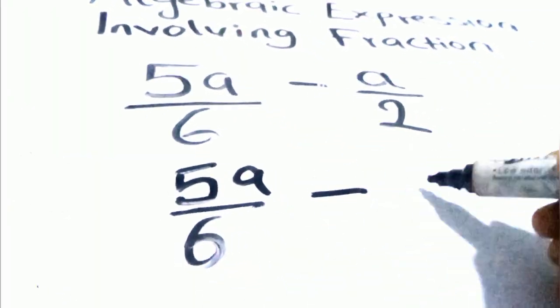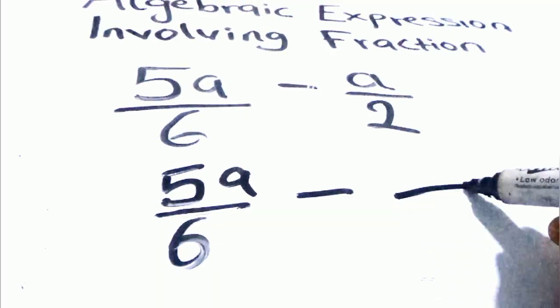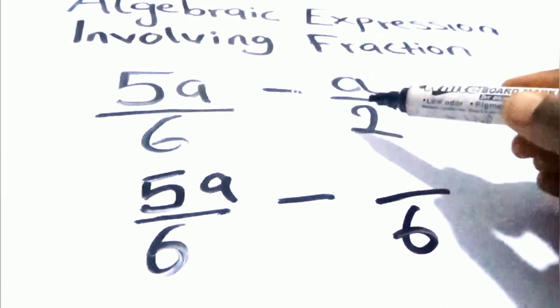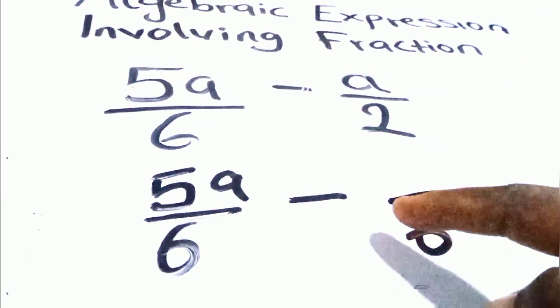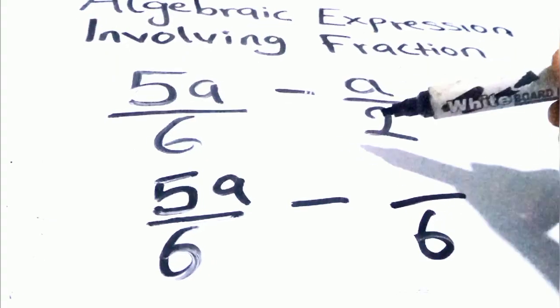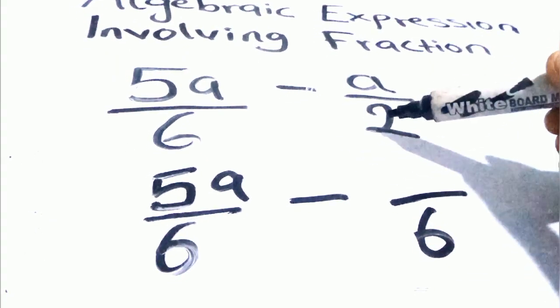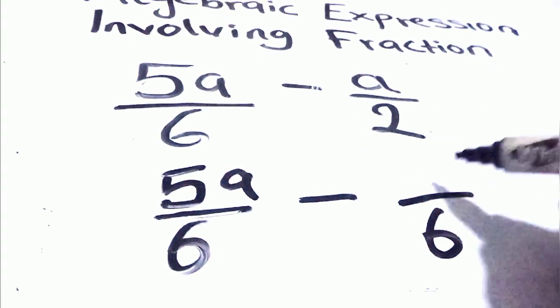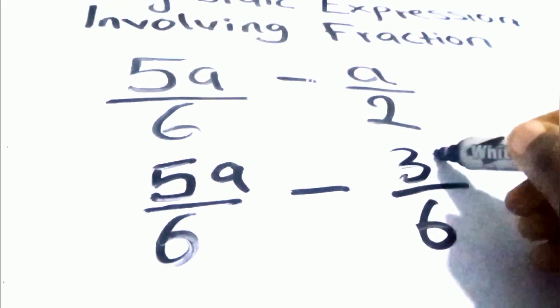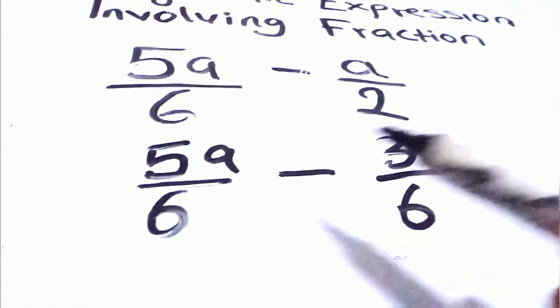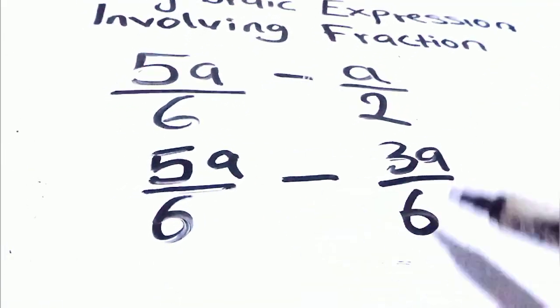And for this fraction, the LCM is 6. That means the denominator becomes what? 6. So the numerator will become what? The numerator will become 6 divided by 2, which is 3. 3 times a, 3a. So our numerator becomes 3a. So having gotten to this point, we have 5a over 6 minus 3a over 6.